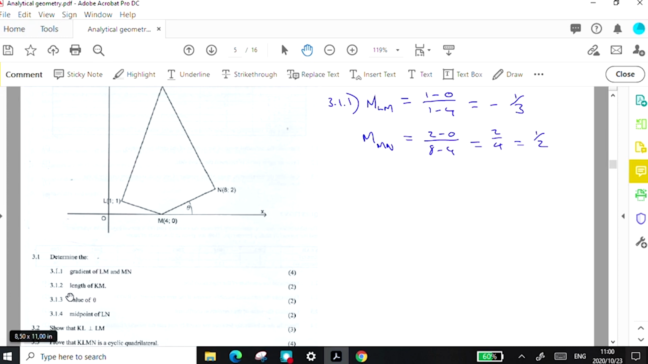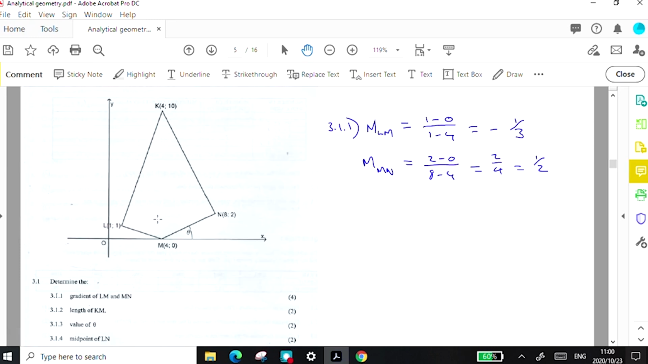For number 3.1.2, we're looking for the length of KM.